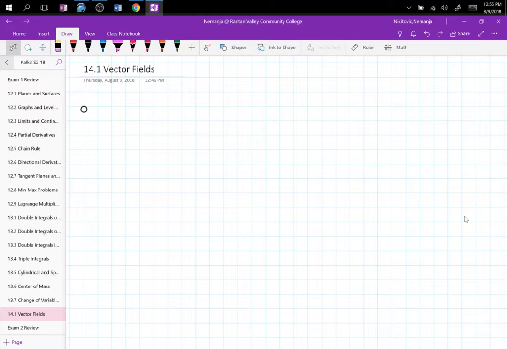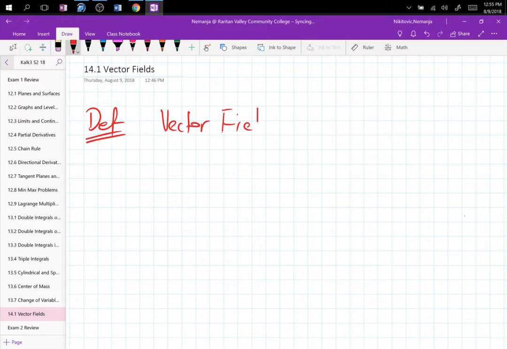So let's put down the definition. It's right there in the box. We'll put down the definition for a vector field in 2D, and then for 3D you just add one more. So, vector fields in 2D.